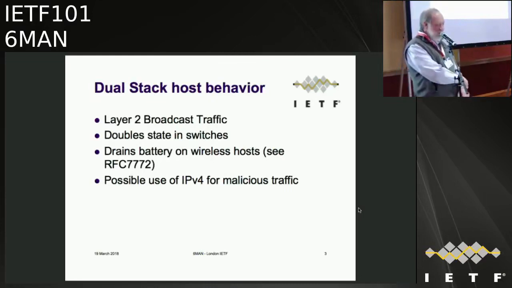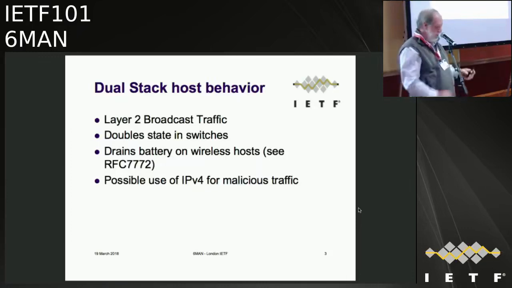The behaviors we noticed were that we see a lot of layer 2 broadcast traffic. V4, of course, just uses broadcast. You see ARP, so it wakes up every node on the link. This causes drain in battery life for devices that aren't plugged in. And if you were intending to run V6 only, it could possibly allow IPv4 as a back channel for things the administrator may not be looking at.